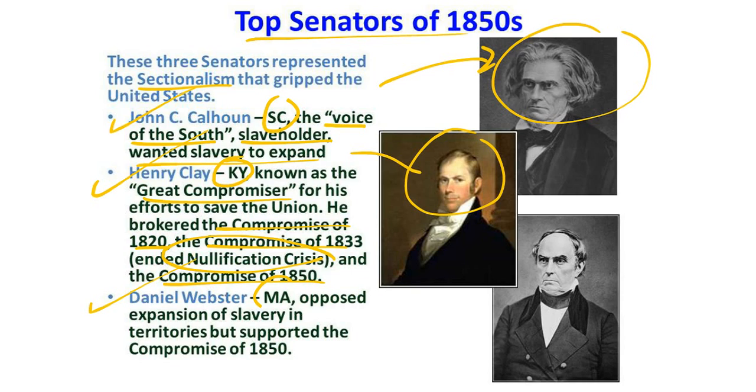Daniel Webster from Massachusetts spoke for the North and opposed the expansion of slavery into the territories, but is going to support the Compromise of 1850 as a way to try to reduce tensions between the North and the South. And Daniel Webster can be seen here in this picture.